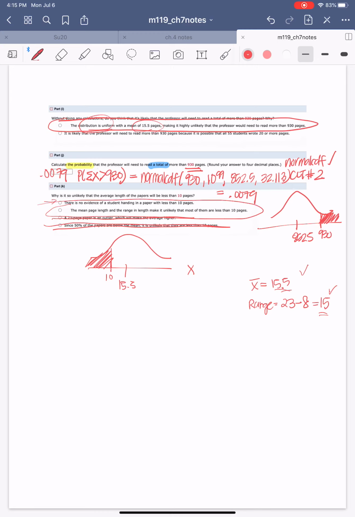Okay, so this was chapter 7, central limit theorem number 1 and 2, and then decide which one to use. It depends on the word, either mean or the total. Okay, I'll see you in the chapter 8 video.